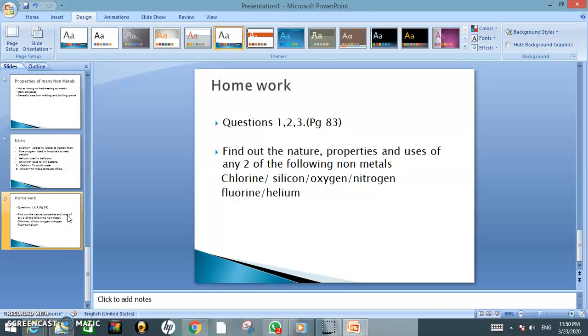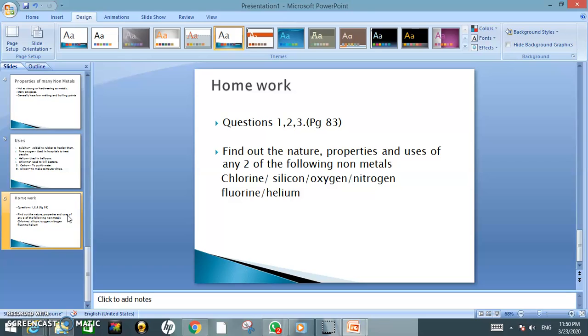Now, the next one is, I want you to do some research about any 2 of the following non-metals. What do you have to find out? You have to find out the nature, the properties and the uses of these non-metals. I have given you chlorine, silicon, oxygen, nitrogen, fluorine and helium. I want you to select any 2 from here. Check out the internet. You have lots of information there. Write it in a point-wise manner in your notebook.